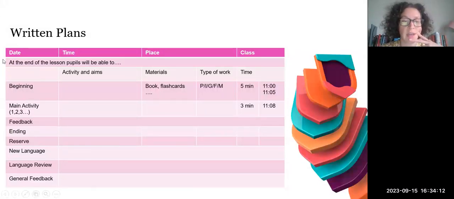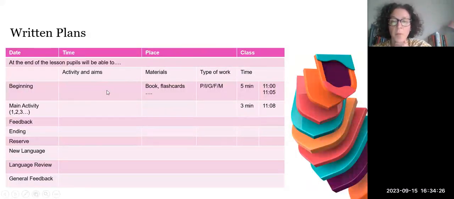So then we have aims of the activity, place and class. At the beginning here I have warm up, lead in, depends on what kind of lesson I have. Then main activities, several of them. Then at the end of the lesson, always feedback, ending, and some reserve in case I end earlier and students are still happy to work. I always write down new language and language review for each particular lesson, and general feedback on the lesson. There might be also something about some specific students if that's needed.